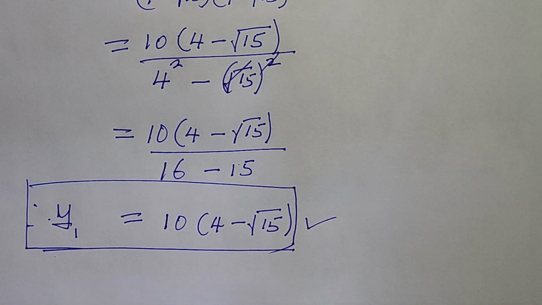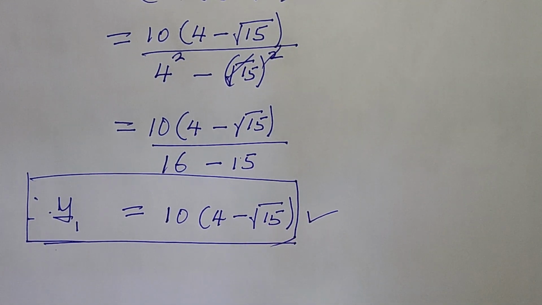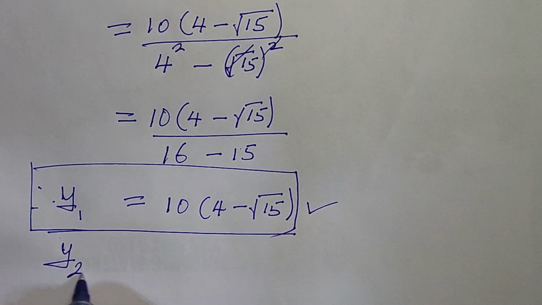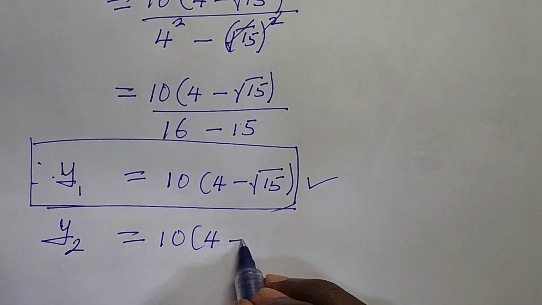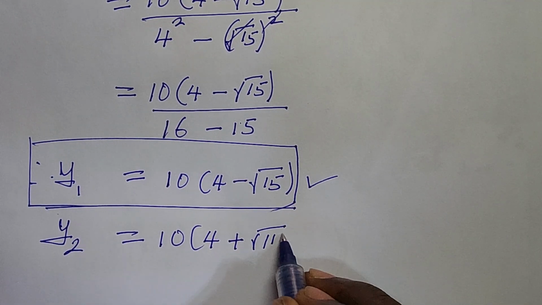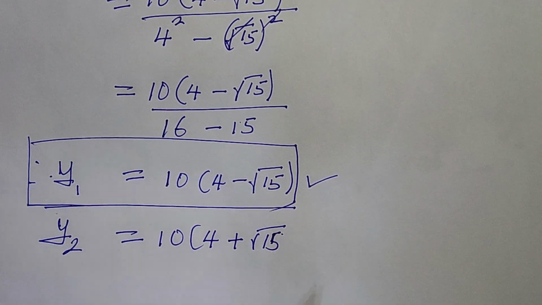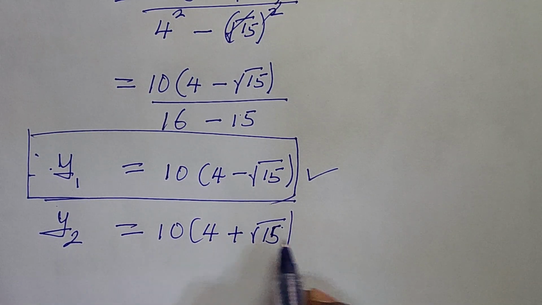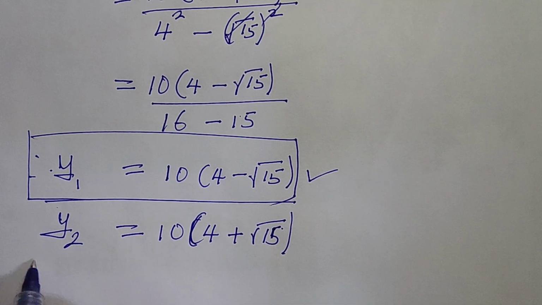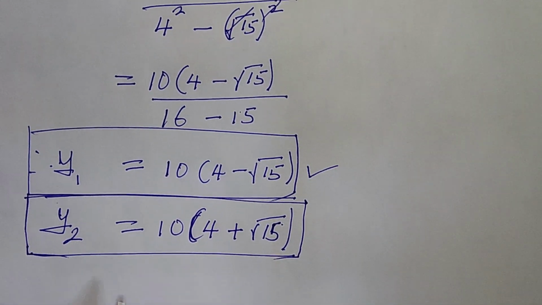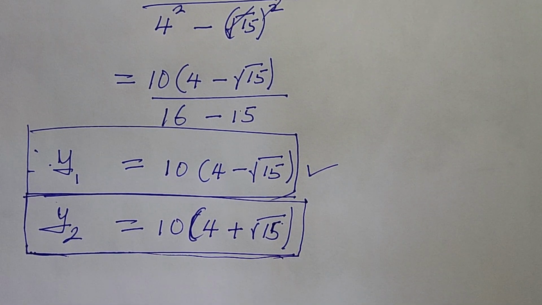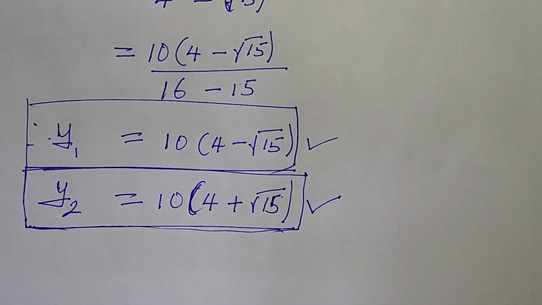Okay, then if we go with this same procedure, we're going to have our y2 to be 10 bracket 4 plus square root of 15. Okay, so this is what I said the other time, that we're going to have the answer of x conjugate to the answer of y. Okay, so therefore for our x comma y, we have two pairs of answers from this now.